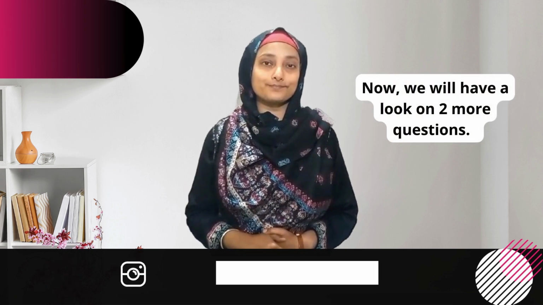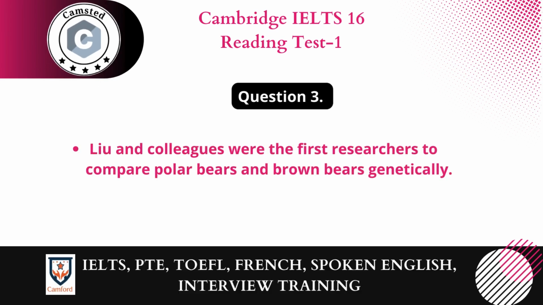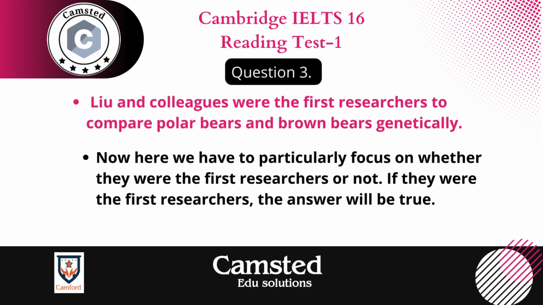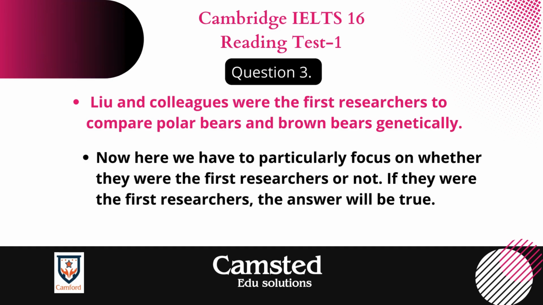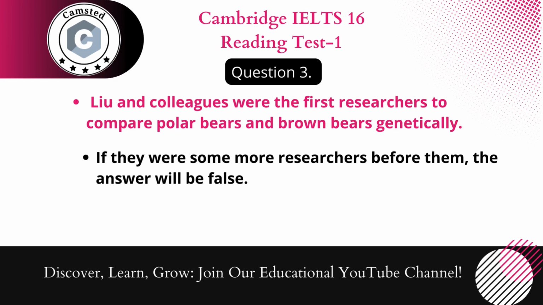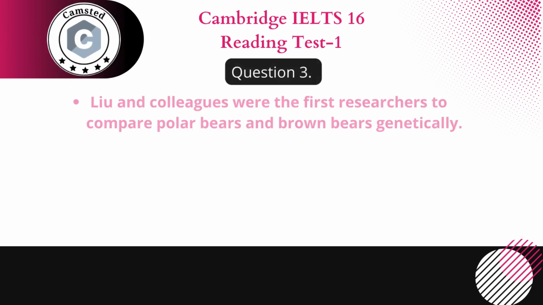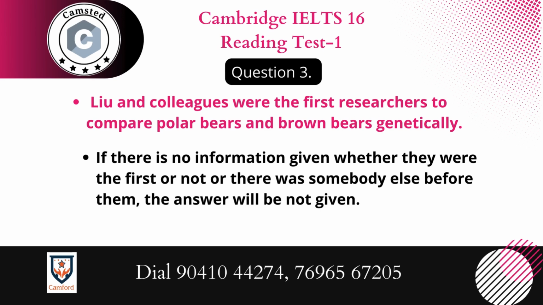So let's start. Let's have a look at question number 3. Liu and colleagues were the first researchers to compare polar bears and brown bears genetically. Now here, we have to particularly focus on whether they were the first researchers or not. If they were the first researchers, the answer will be true. If there were some more before them, the answer will be false. And if there is no information given whether they were the first or not, then the answer will be not given.